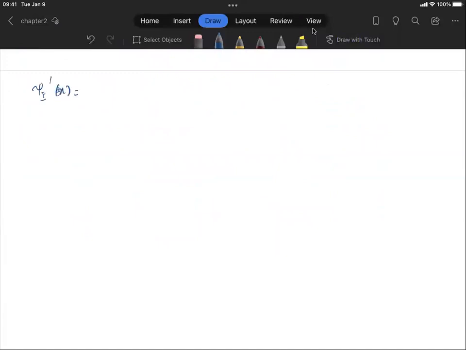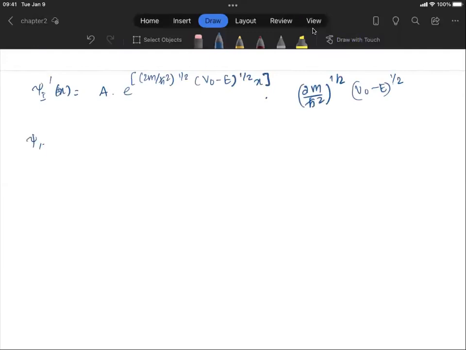Now let's work with the first derivative of psi 1. So that will be A, because C equals A, times, because we're taking a derivative with respect to x, e to the power, we're taking the derivative of an exponential, so we're going to get back the exponential times the derivative of what's in the power. That will give us this. So this is the first derivative of psi 1.